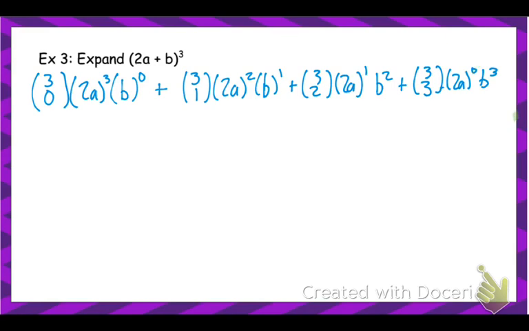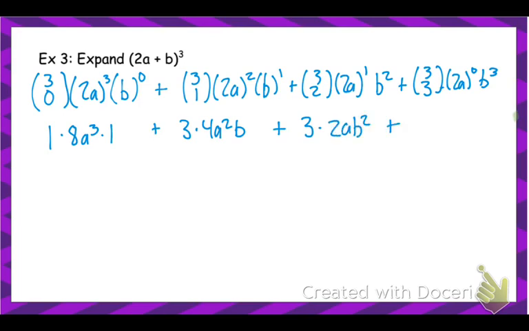All right, so now we're going to actually evaluate this. So 3 over 0, this is what we just talked about. Anything over 0 is going to end up being 1. So this is going to be 1 times 8a cubed times 1. Anything over 1 is the top number. So 3 times 4a squared times b. And then it's basically 1 away from the end, so n minus 1, this is also going to just be 3.